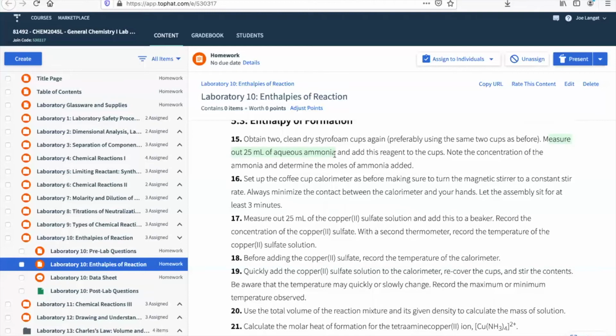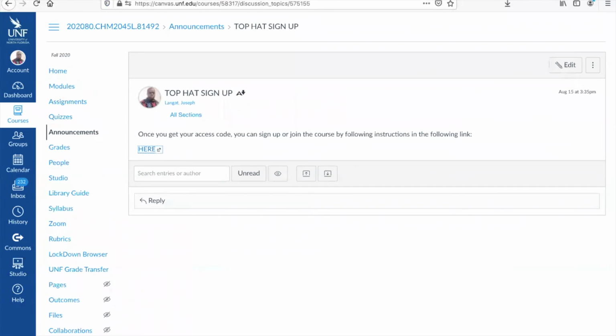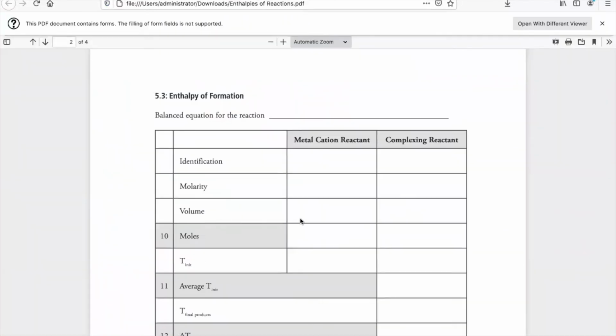Measure out 25 ml of aqueous ammonia. Look at this. Measure out 25 ml of copper 2 sulfate solution. You will need that information. If you don't come here and read, it's going to be difficult to fill in the information here. So you need to write the volume here, volume.